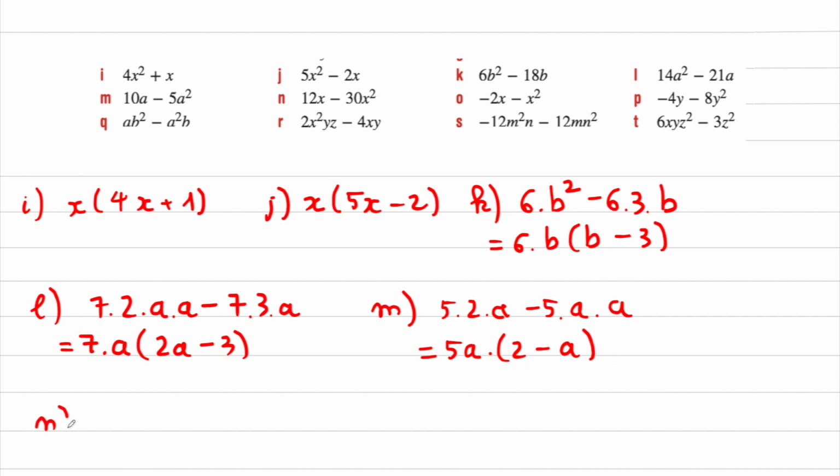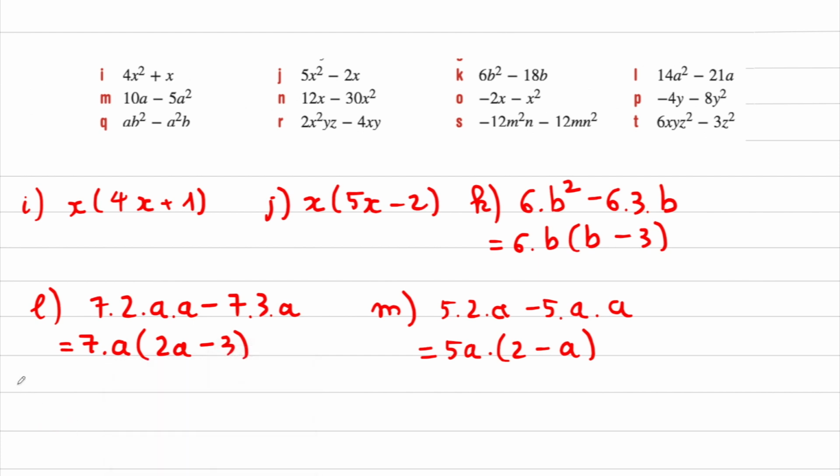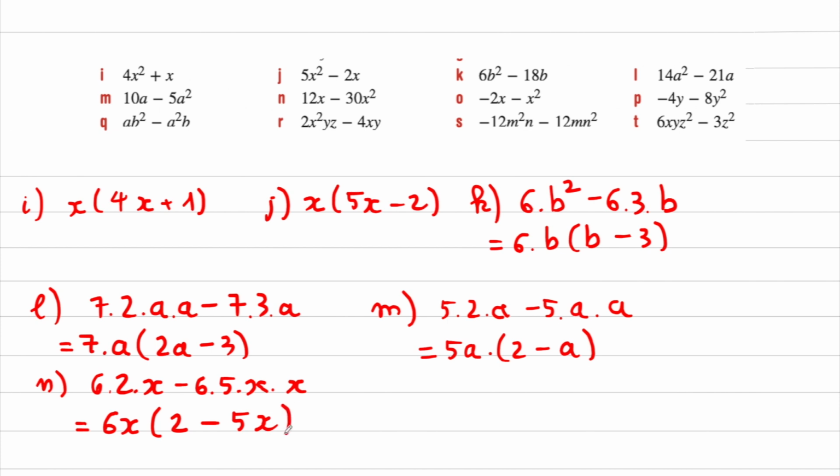Question N. 12 and 30. So the common factor is 6. 6 times 2 equals 12, 6 times 5 equals 30. And h squared means h times h. So 6h will be outside, 2 here and 5h here. Question N, and then question O.